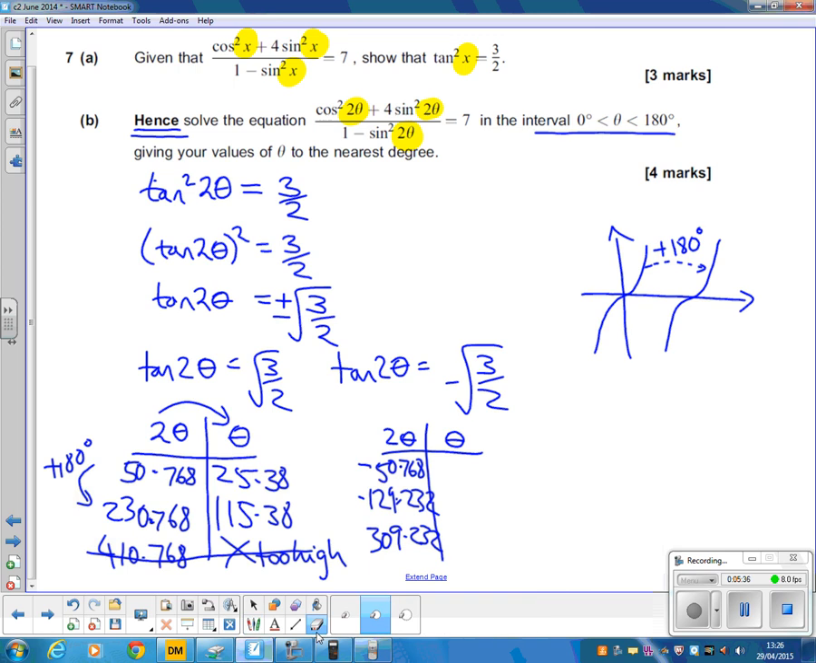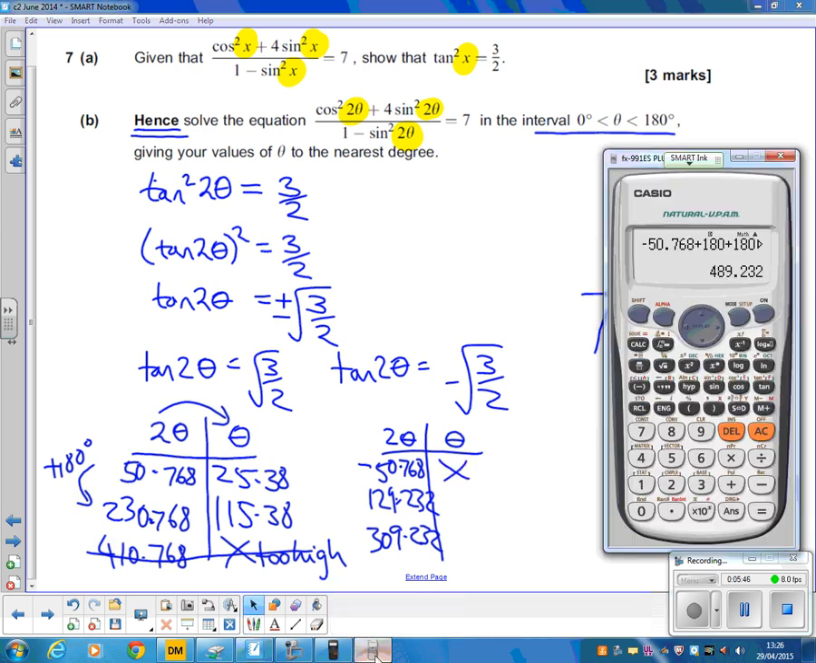I just noticed a little negative snuck in there. Right, if you divide negative 50 by 2, you get a negative number. So we don't want that one because that's below 0. Then we're going to take our other answers. So we take our 129, divide that by 2. We get 64.62 now, and then we're going to take 309 and divide that by 2, and I get 154.62.